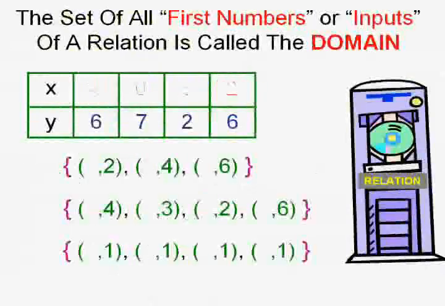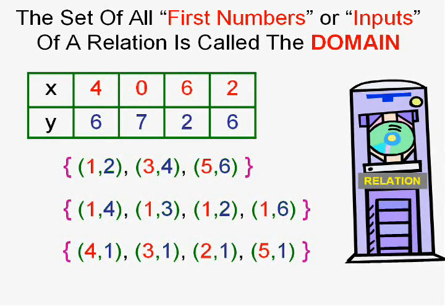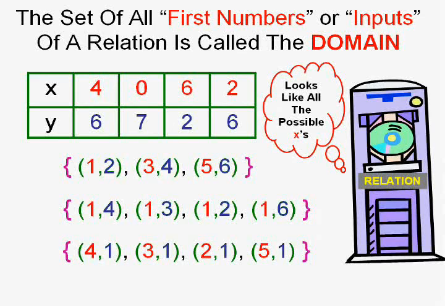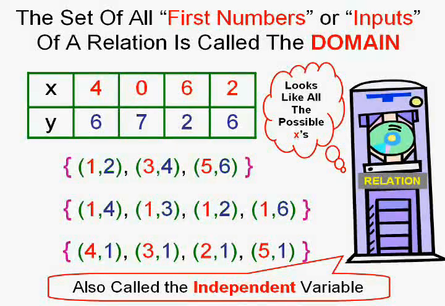Now look at here. The set of all the first numbers, or we'll call them the inputs, in a relation is called the domain. All these red numbers are the domains, if you would, of these various relations that I just showed you. Basically, it's all the X's if you have points. We also call it the independent variable.